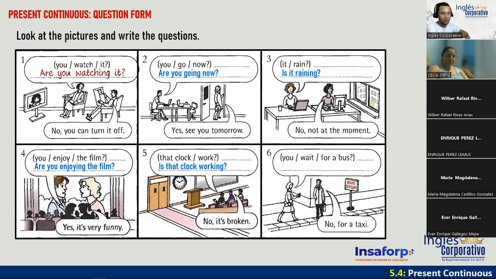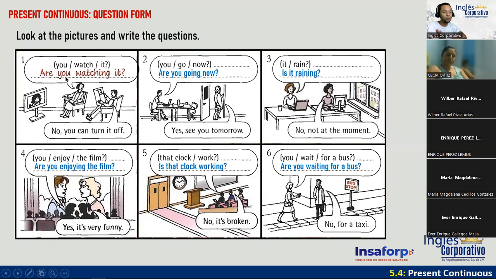Teacher. Yes, Enrique. Teacher, are you waiting for a bus? Vamos a ver. Are you waiting for a bus? And he says, no, for a taxi. Correct. Thank you very much, Enrique. Pero siempre levantemos la manita, ¿verdad? Okay. Very good.